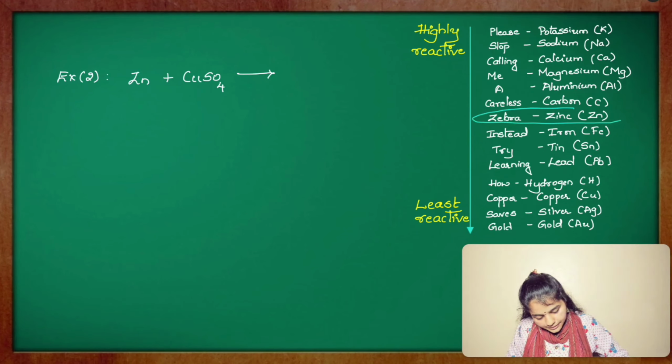The trick to memorize the reactivity series is: please stop calling me a careless zebra. Instead, try learning how copper saves gold. This is the tip using which you can remember the reactivity series. And to predict whether a displacement reaction is possible, you should check whether the metal is highly reactive or less reactive. Remember that a highly reactive metal can displace a less reactive metal in a single displacement reaction.